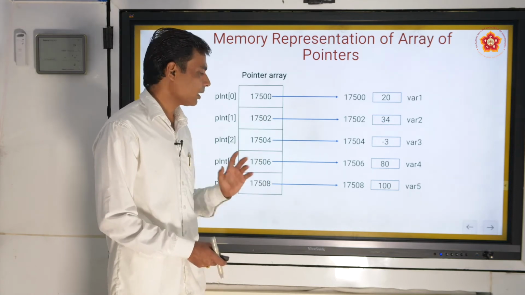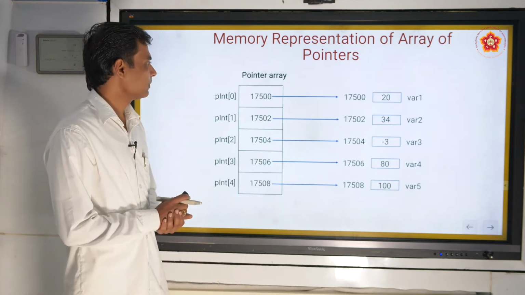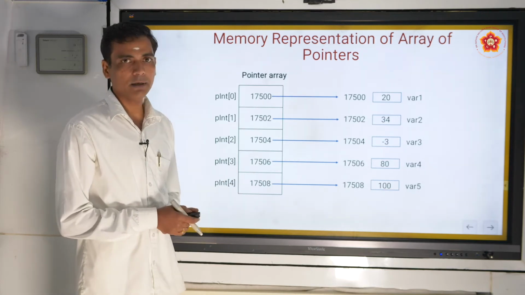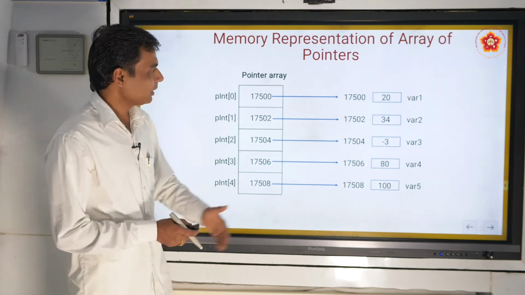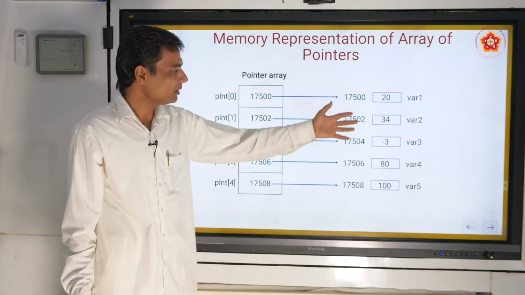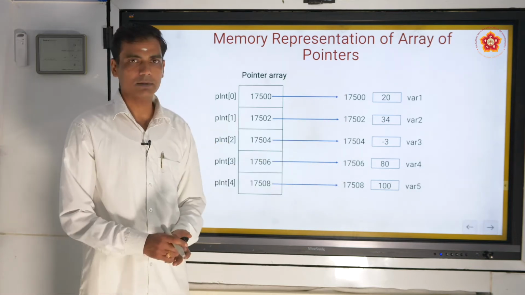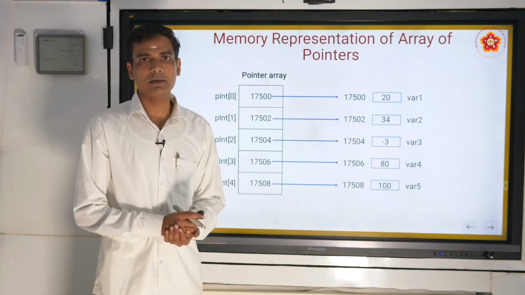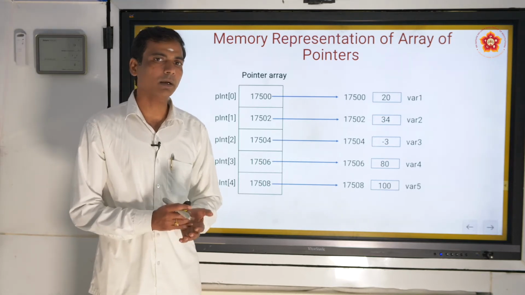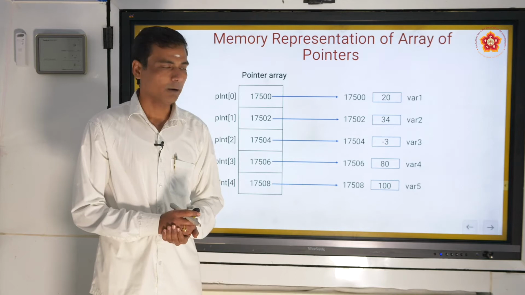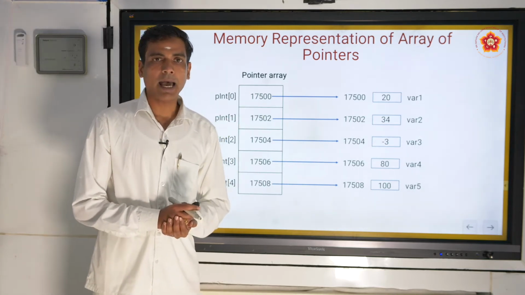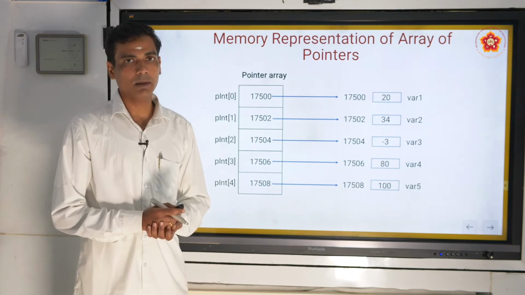What about the addresses of these locations? So these locations also will be having some addresses, definitely. Here, for the sake of understanding, we can see that the individual variable addresses are contiguous, but actually there is no guarantee that the individual isolated variables will be created on contiguous memory locations. But definitely the array is allocated contiguous memory locations.